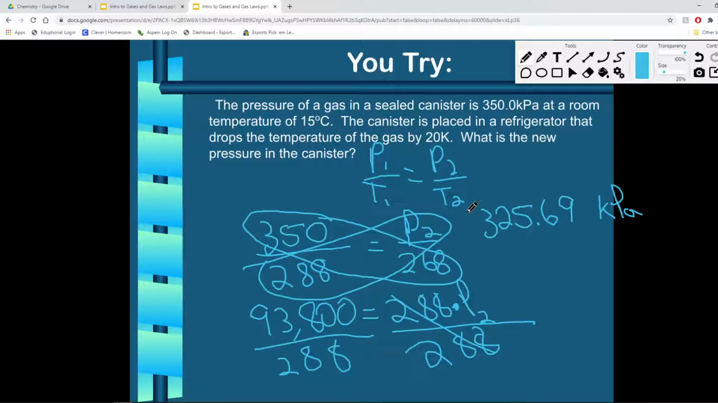Okay, so same thing as last time. Our temperature went down, so we should expect our pressure to go down. And it did. It went down from 350 to 325. So we're still on the right track there.